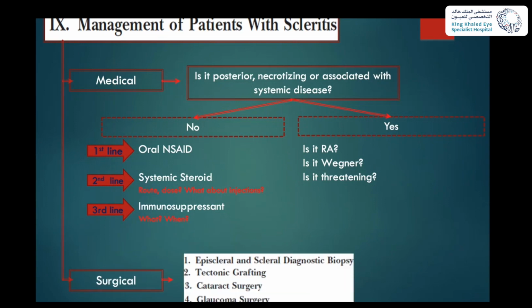Now in terms of surgical management, sometimes it is needed when you have a necrotizing or perforated eye, and here you need to do a tectonic graft plus controlling of the inflammation. And if you are planning to do cataract surgery or glaucoma surgery, which is managing a complication of the scleritis, you need to deal with it in a more controlled fashion, and you need to plan it well in terms of controlling the inflammation pre-operatively and intraoperatively to be less traumatic, and post-operatively you need to manage them closely.